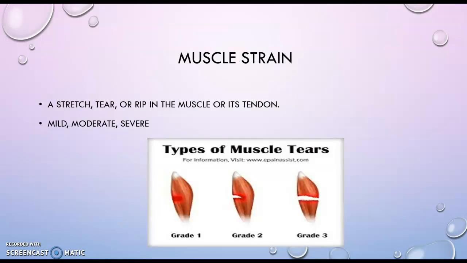A muscle strain only occurs in muscle or tendon. It's typically a stretch, tear, or rip in the muscle or tendon. There are three grades: mild, moderate, and severe. Mild has minimal tearing, moderate has some tearing, and severe sometimes has complete tearing.